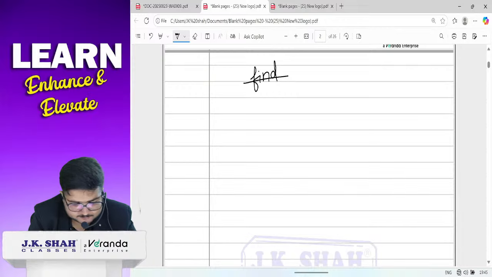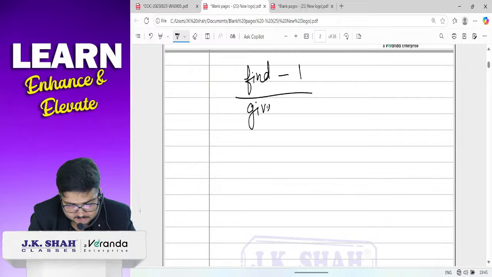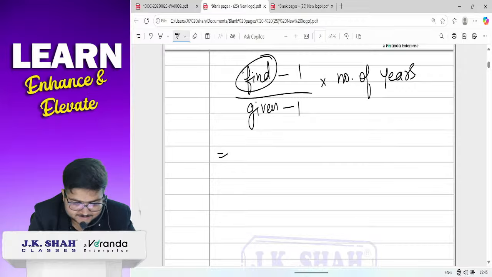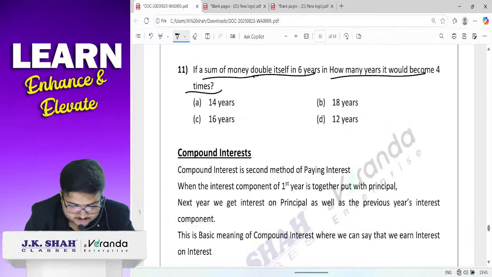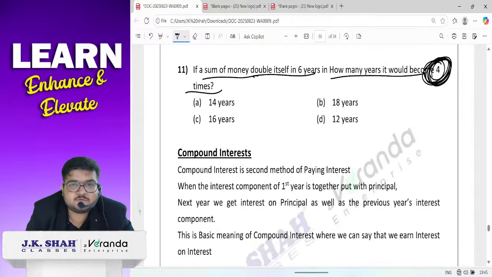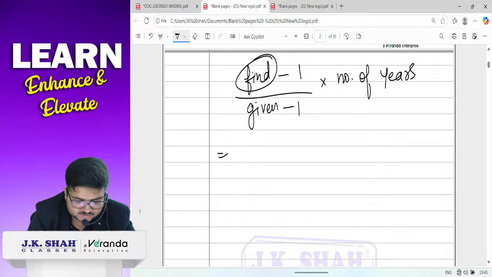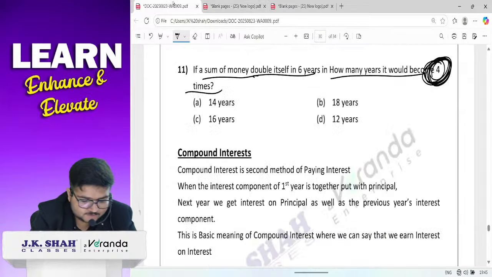find minus 1 upon given minus 1, into number of years. Now tell me, what does find mean? What are they asking you? They are asking the value, in how many years it will be 4 times, right? So 4 times is your find. You will put 4 in place of find. Then minus 1 upon given. What is given?